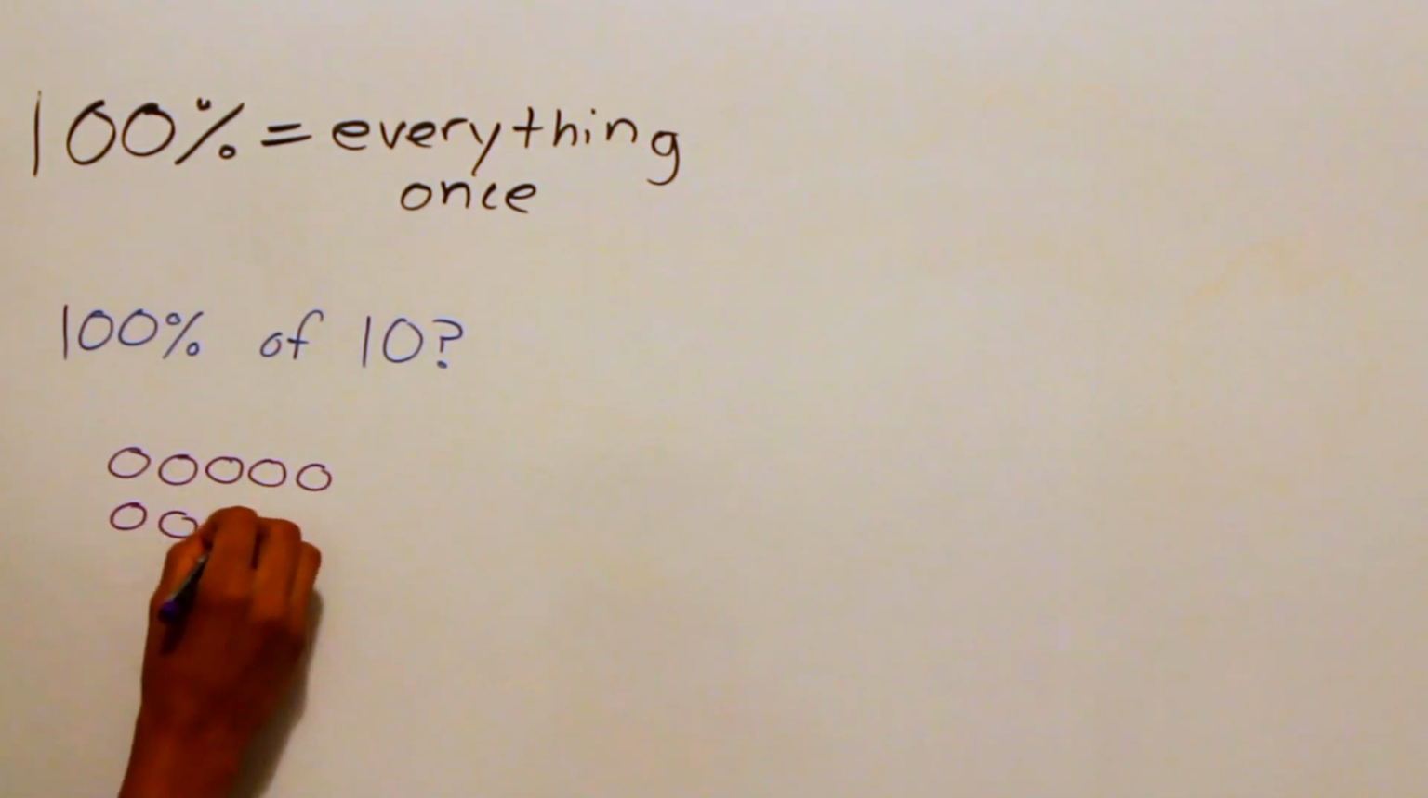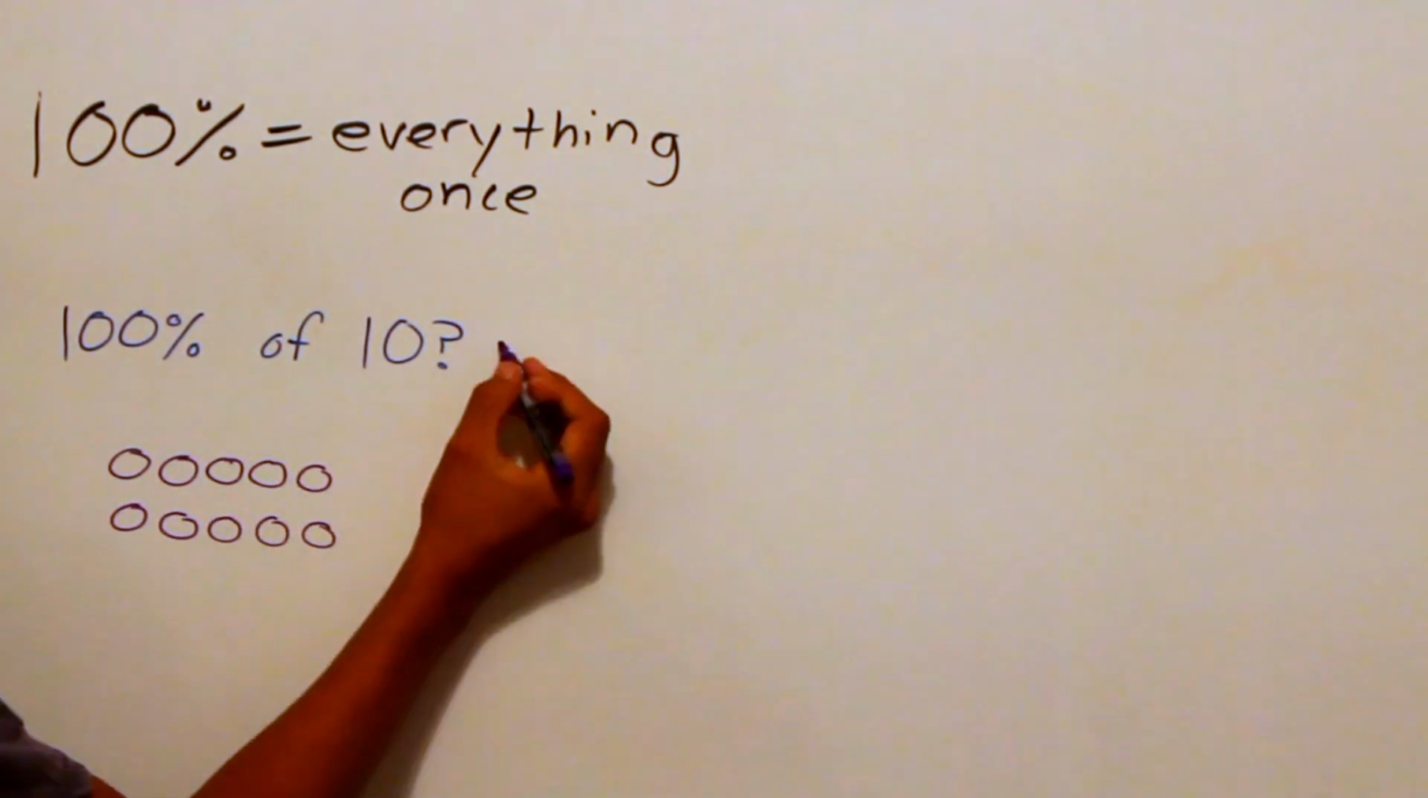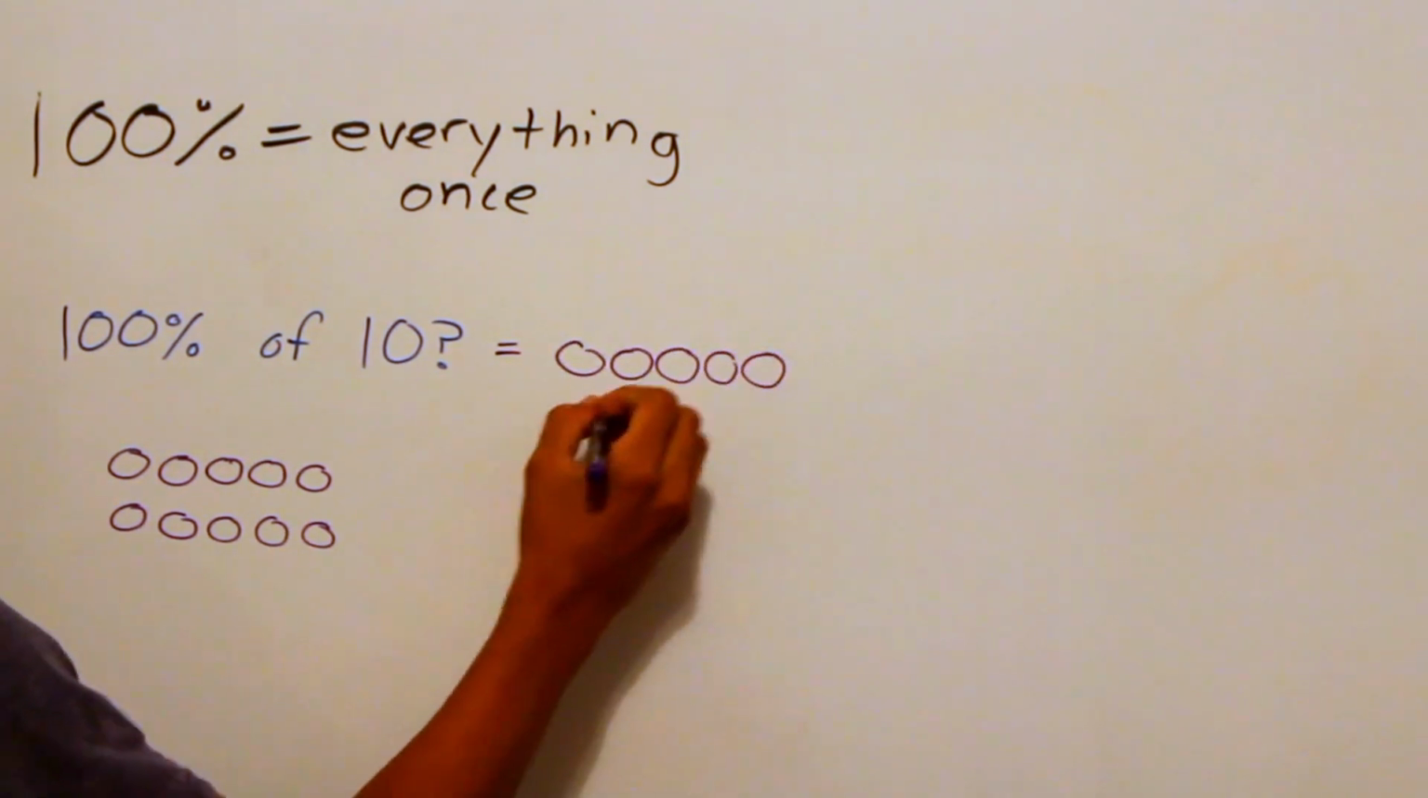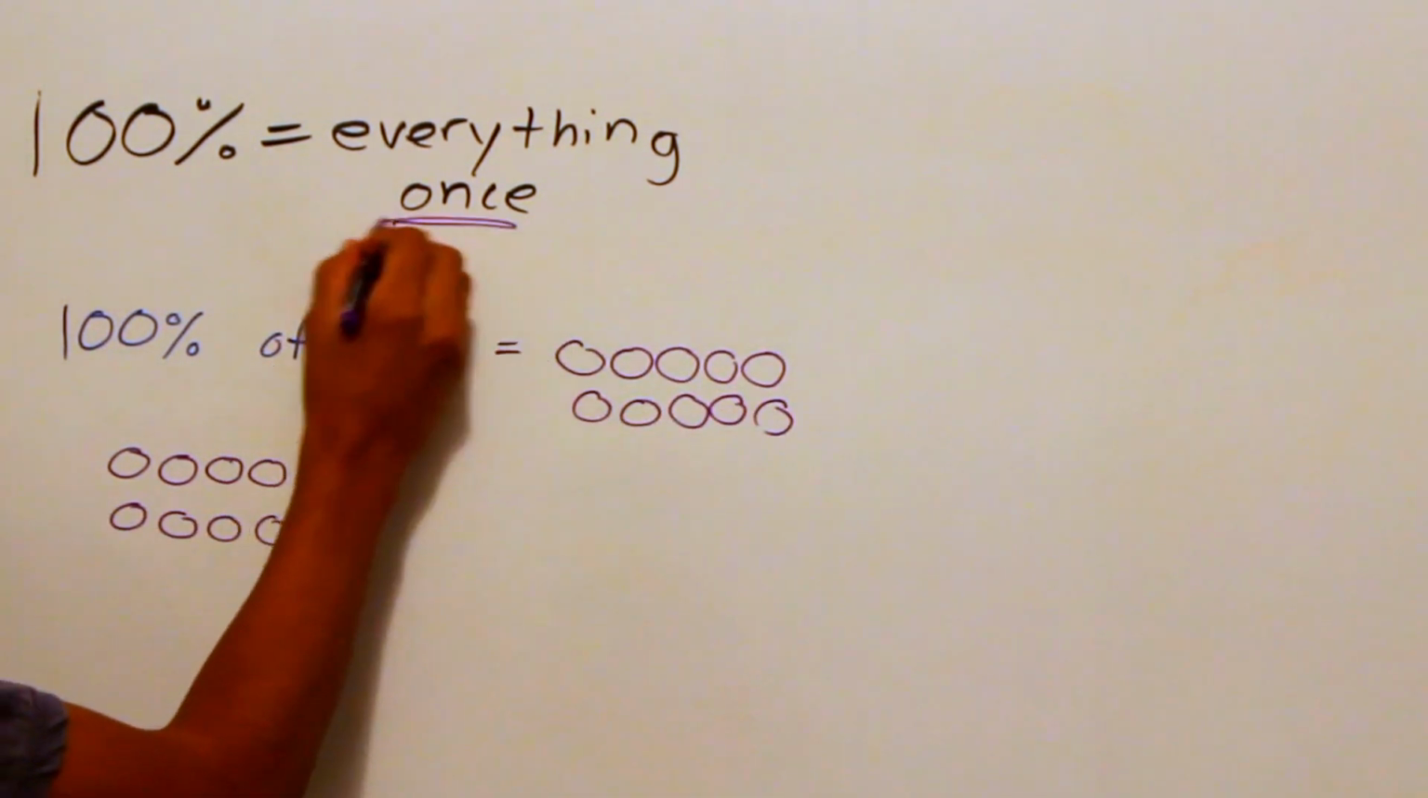Let's show that using these 10 circles. Let's say we want to find 100% of 10. 10 multiplied once is 10.